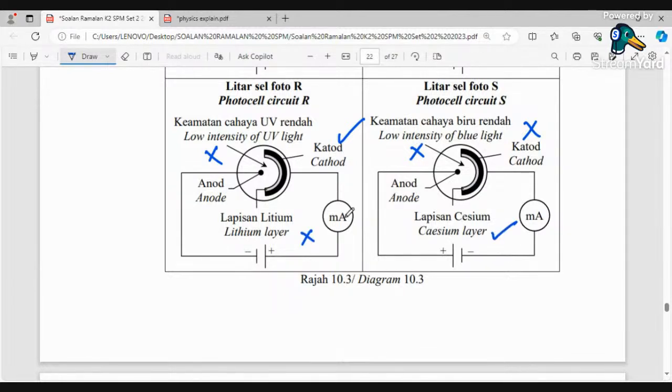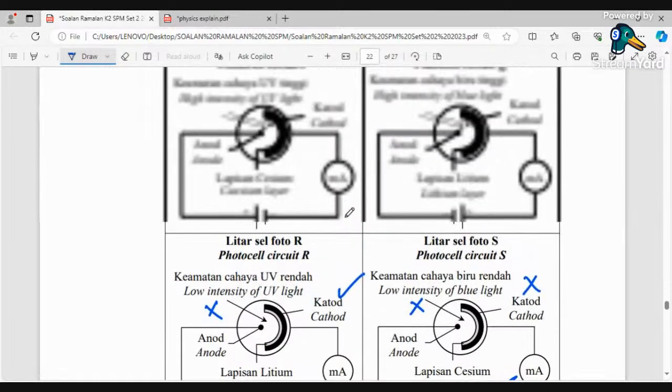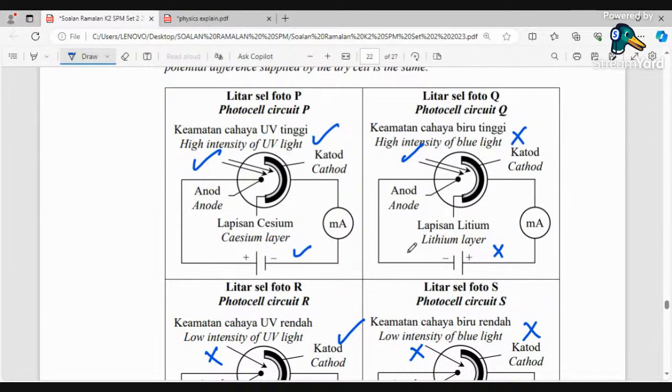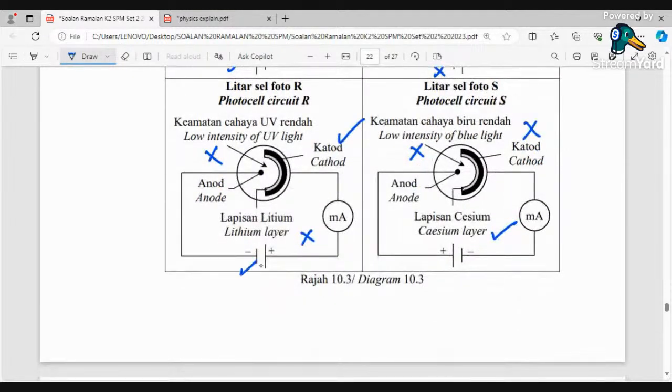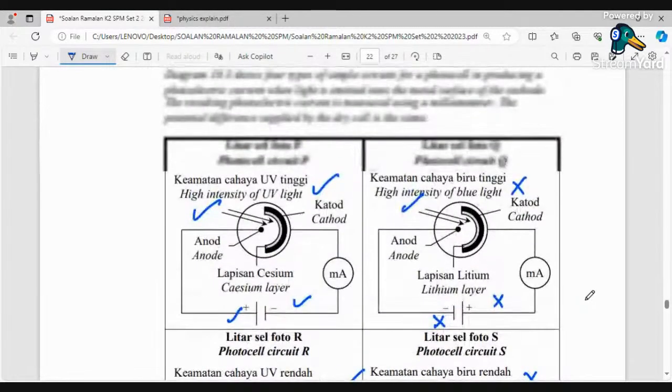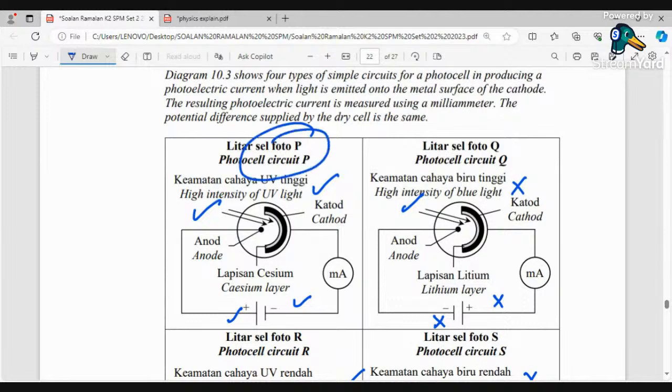Okay, terminal of battery. Tengok sambungan dia positif negatif. Okay. Jadi untuk yang metal mesti cathode. Okay. Yang maksudnya dia mesti sambung ke negatif lah. Cathode mesti sambung ke negatif, anode sambung ke positif. Jadi ini sambungan yang betul. Ini salah sambungan. Ini betul sambungan, ini salah. Jadi the most ticks goes to P. Jadi kita akan guna photocell circuit P untuk explain.